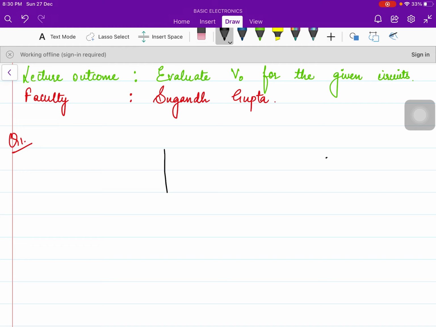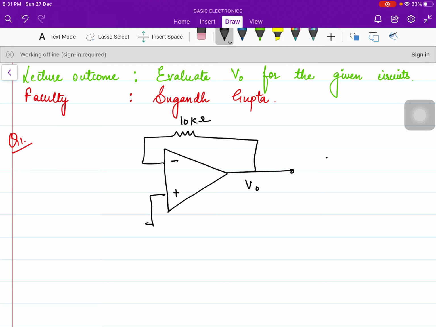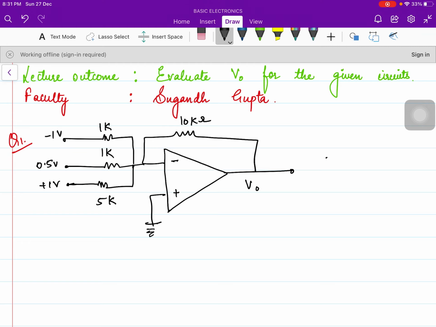So this is the first numerical. You are given this circuit. Ten kilo ohm. Here it is grounded. Here 1K, 0.5 volt. Here again 1K but minus 1 volt. And here 5K but plus 1 volt. So you are asked to calculate V0.